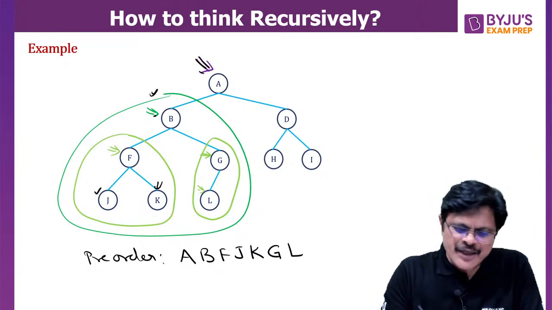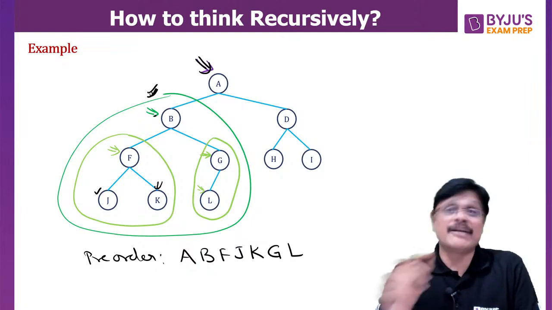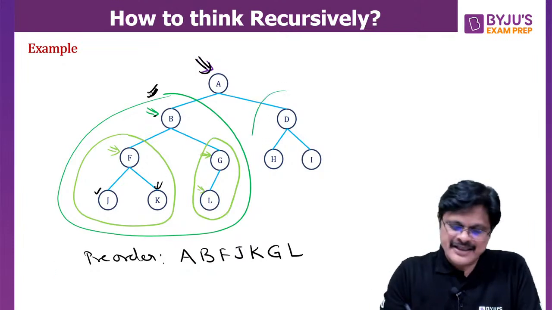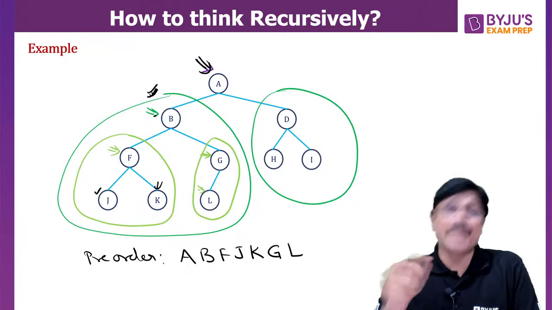First we visited the root node. Then we completely visited the left subtree recursively in pre-order manner. Now we move on to the right subtree, my dear friends. Again, the right subtree needs to be traversed recursively in pre-order manner.